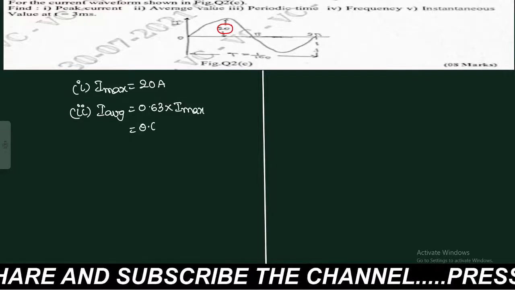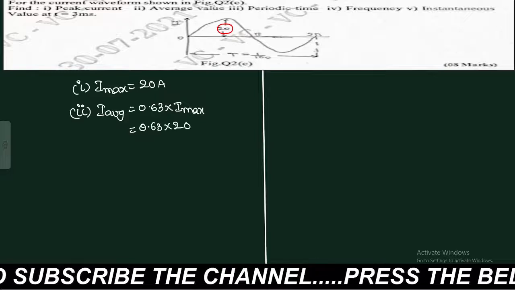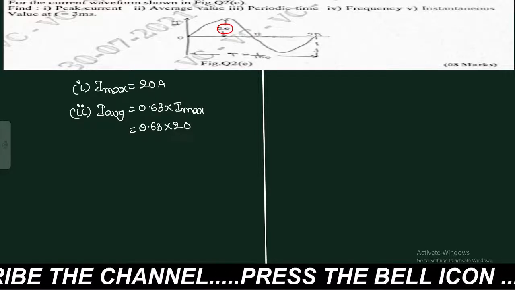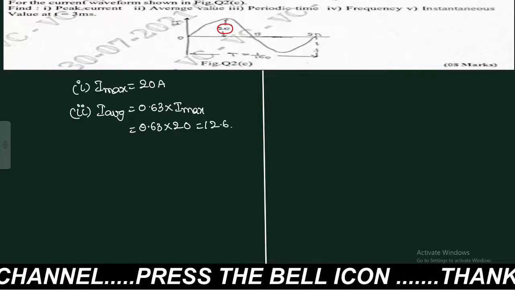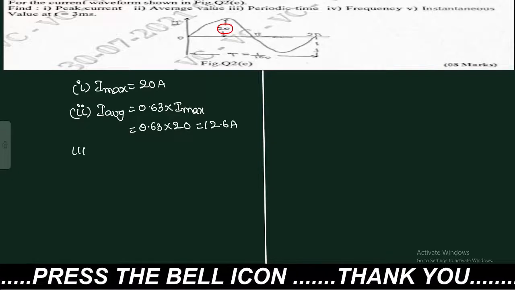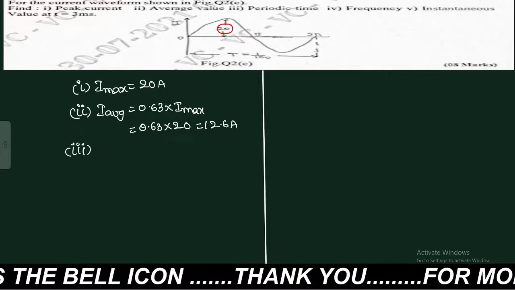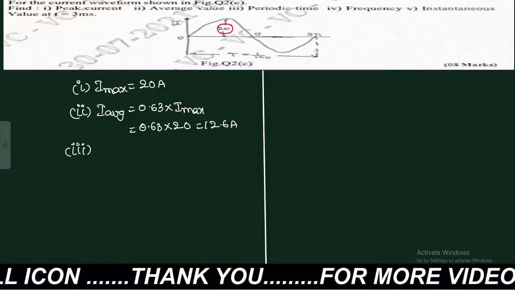So 0.63 into maximum value 20, you can find the answer will be 12.6 amperes. Third question is, what is the third question? It asks what is the periodic time.